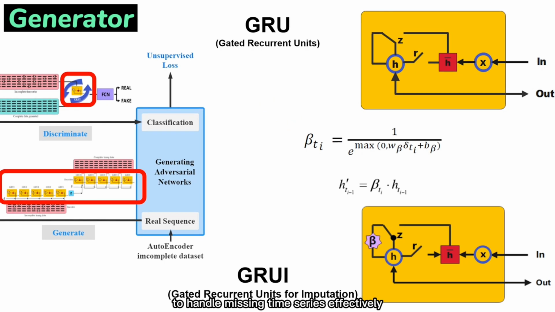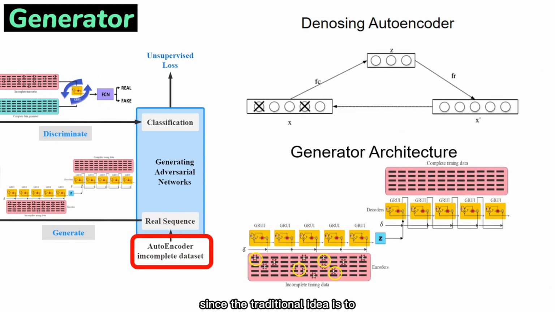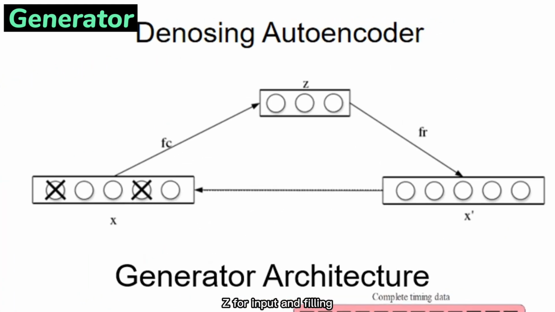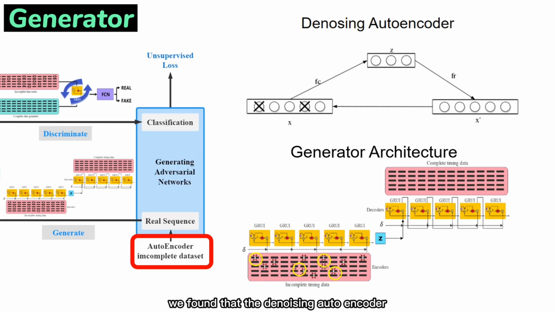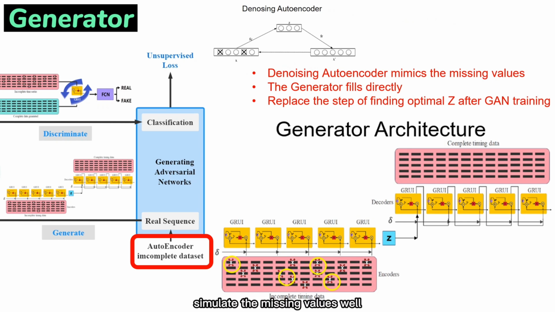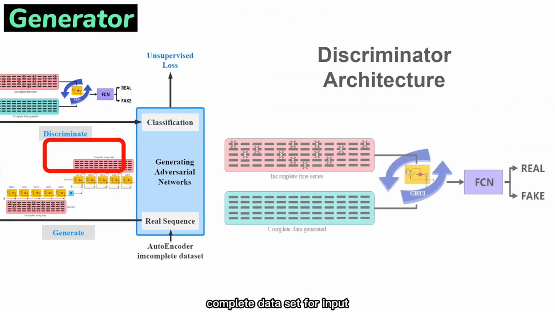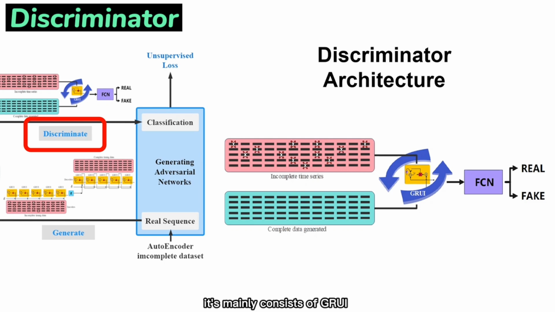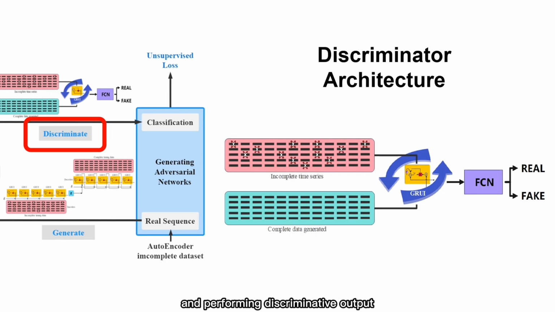missing time series effectively. Since the traditional idea is to find the optimal input vector and fill after training the GAN, we found that the denoising autoencoder, by adding a noisy step, simulates the missing values well. So we use it for pre-training and fill directly to generate the complete dataset for input. The discriminator mainly consists of GRUI and fully connected neural network layers. The GRUI is responsible for processing either complete or missing time series and performing discriminative output.